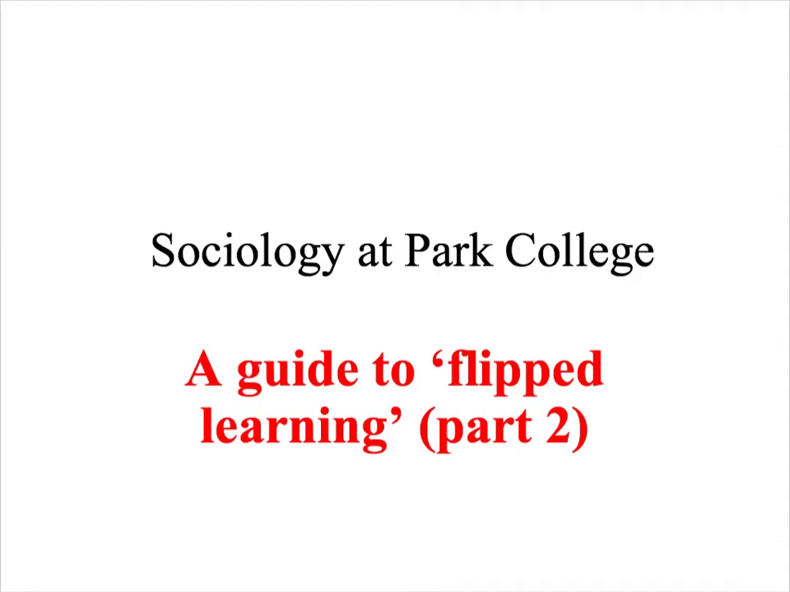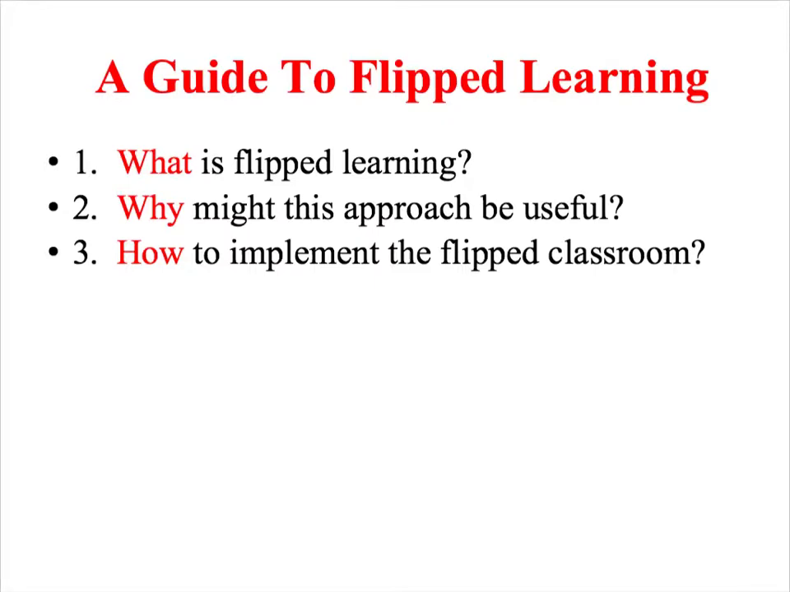Welcome to the second of two screencasts looking at the flipped learning method that we're going to be using in both AS and A2 Sociology this year. If you haven't already watched the first screencast on this topic, go back and watch that before you look at this video. In that first screencast, we explained what we mean by a flipped learning method, and we looked at some of the reasons that we think this approach might be useful. What we're going to move on to look at in this screencast is how we go about implementing the flipped classroom in a way which is effective.